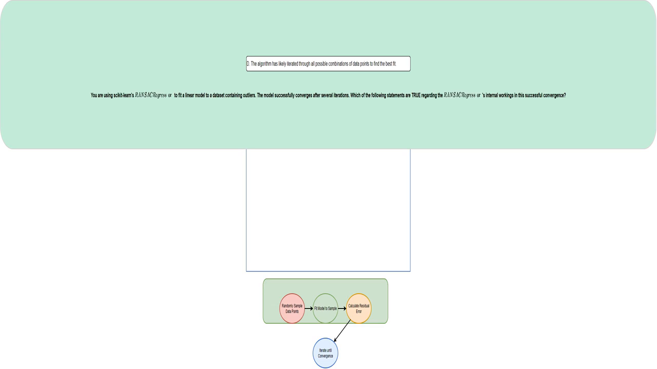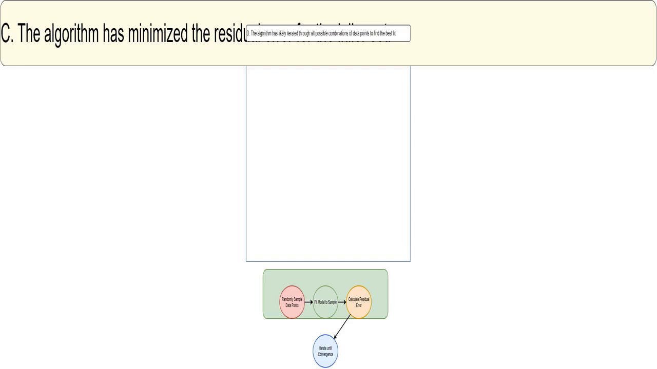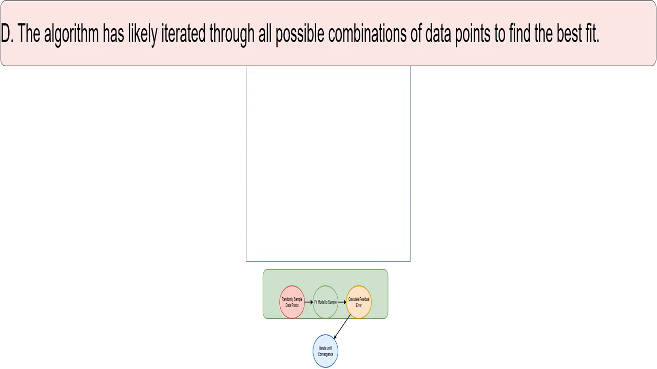The question asks which statements about how it works are true. This statement says the RANSACRegressor focused on minimizing the difference between the model's predictions and the actual values for the inliers, the good data points that fit the model well, not including the outliers. That's exactly what RANSAC aims to do. This statement is wrong because RANSAC doesn't check every single combination of data points. That would take forever for large datasets. Instead, it randomly samples some points, fits a model, and repeats.